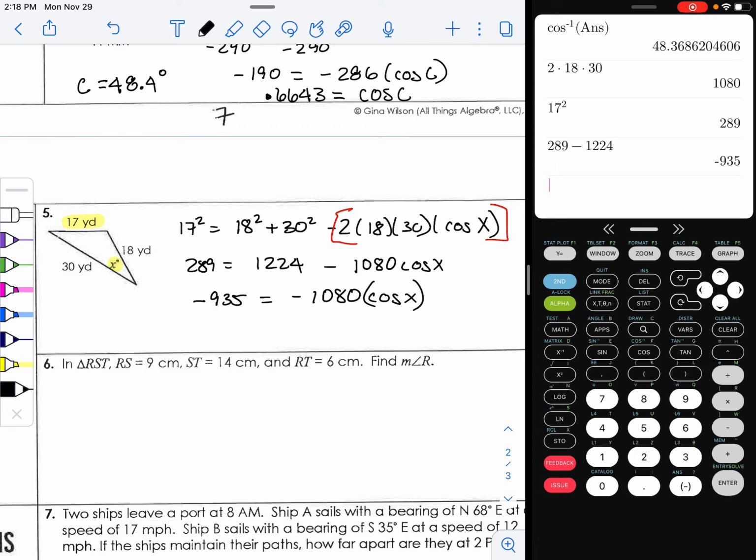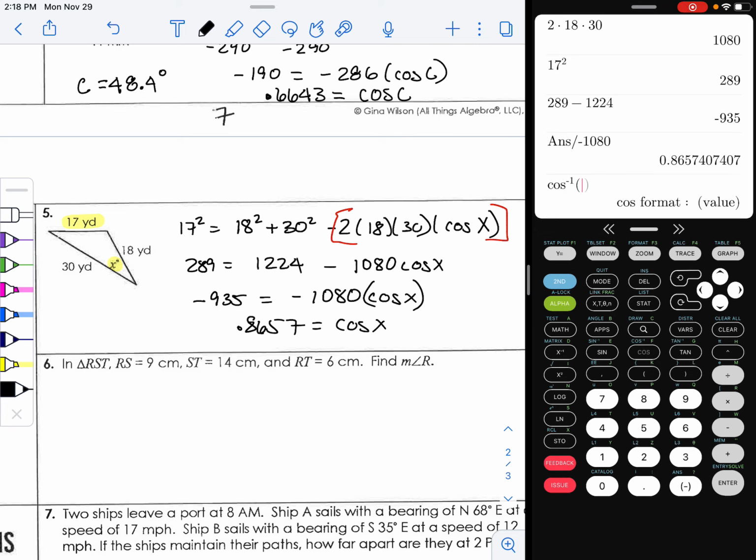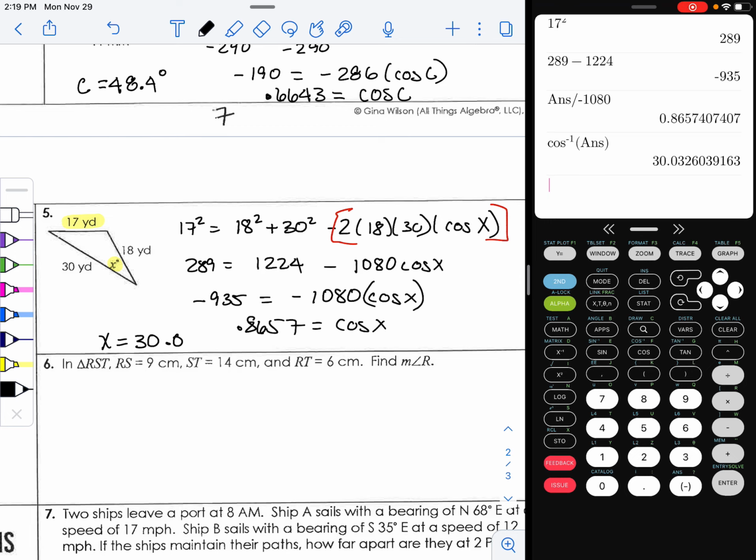I'm going to divide that negative 935 by negative 1080. I get that little decimal, which is good: 0.8657 equals cosine of x. And I'm doing inverse cosine of that answer. And I get x to come out as 30.03.